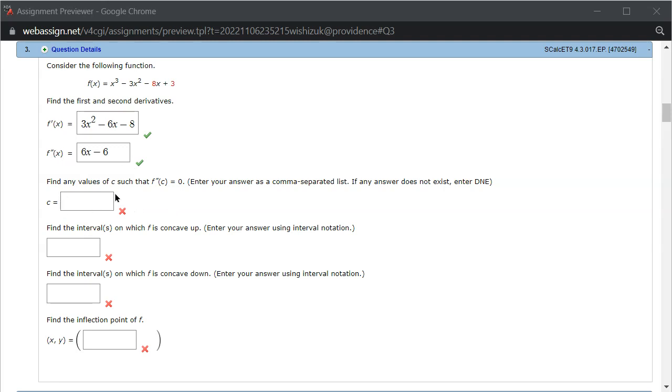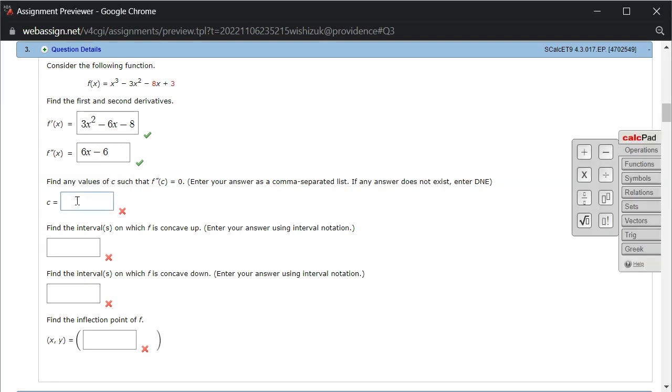Now we want to find a c such that the second derivative equals 0, so set it equal to 0. If you set this equal to 0, you can see that x is going to be 1, or c equals 1. So I'm going to just go ahead and put 1. Let's check the answer.